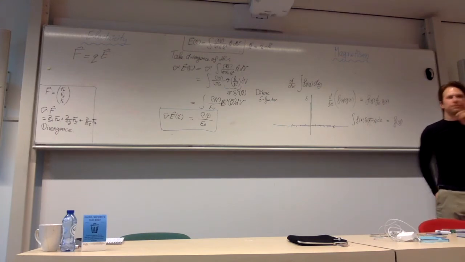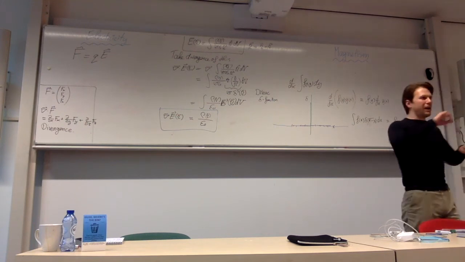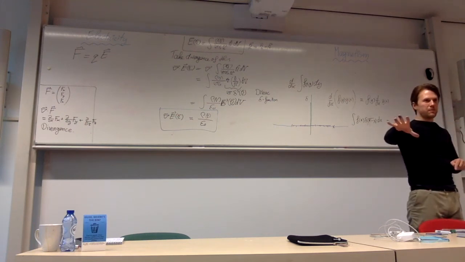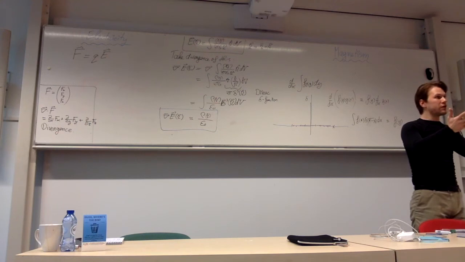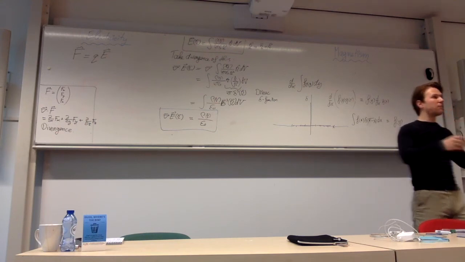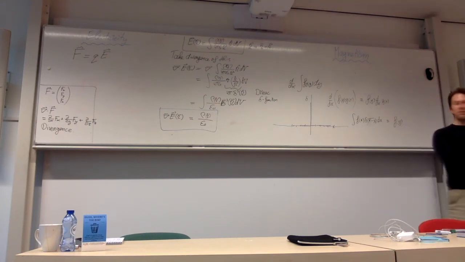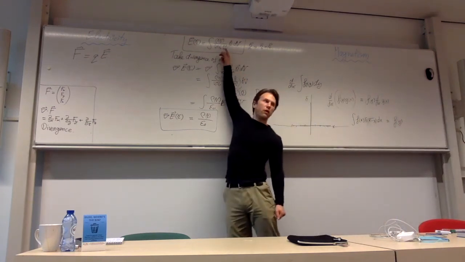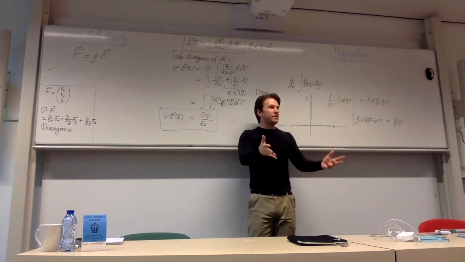Suppose that I give you how much charge there is in a volume. So I give you rho, the charge density, and I want to know how strong the electric field at a certain position is. I use this equation. You give me rho, I do the integral, and I know how much E there is at a certain point.